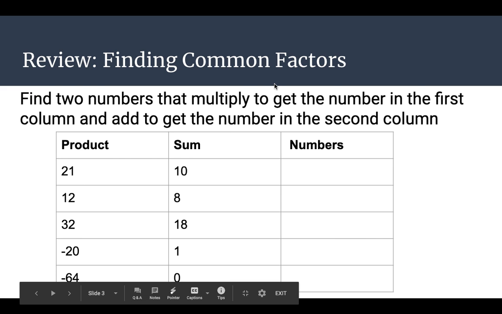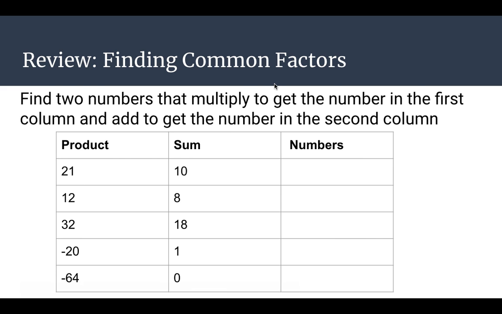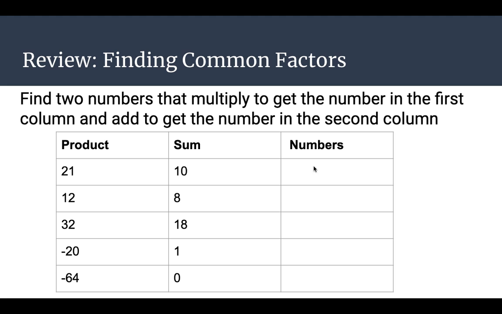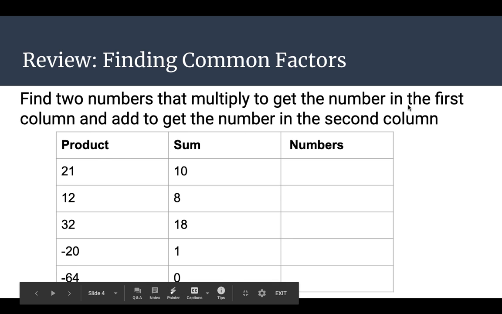Remember when we did the X's and oh yeah type puzzles to help us factor? This is finding common factors. So find two numbers that multiply to get the number in the first column, the product, and add to get the number in the second column. What we want to do is find two numbers that multiply to give 21 and add to give 10. You may want to pause the video here and see if you can find the pairs of numbers that give these products and these sums, and then I'll go through them.